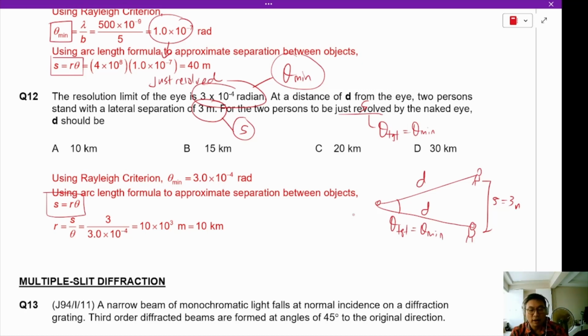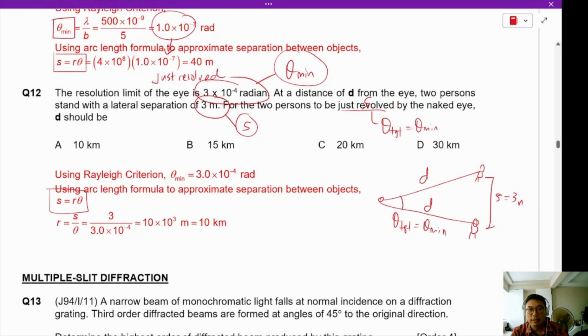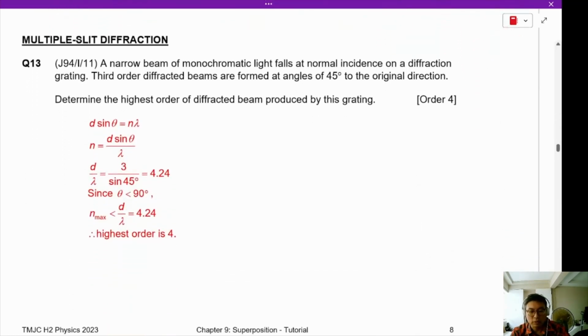I think this is a bit far-fetched. And most of all, Singaporeans have terrible eyesight. So I think maybe it's under ideal conditions, because to be honest, Singapore's air is so polluted that you can't even see more than 6 kilometers away.